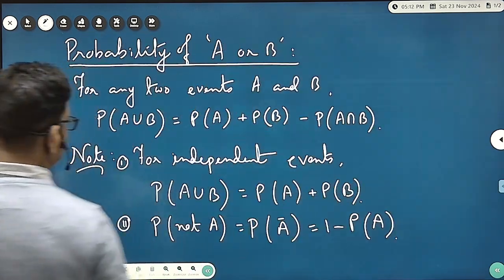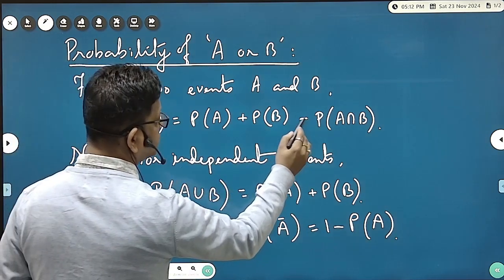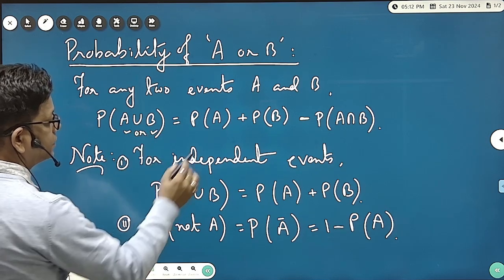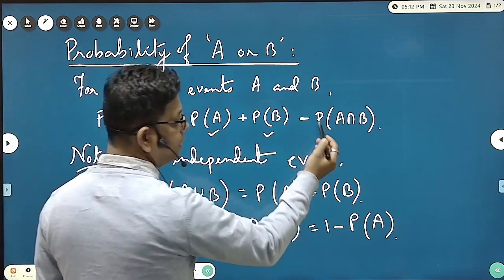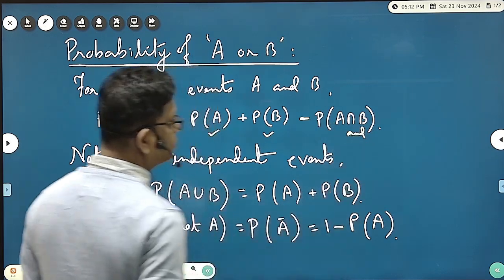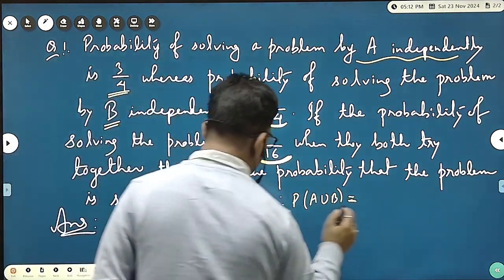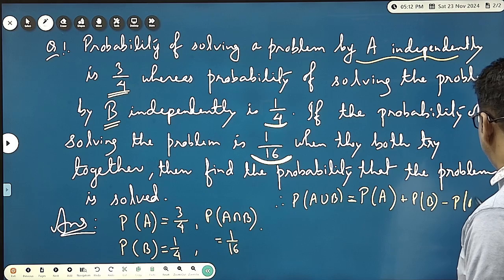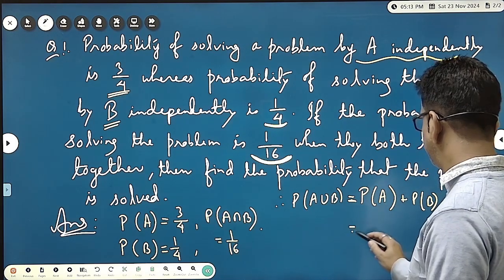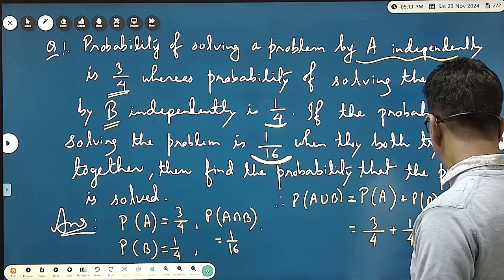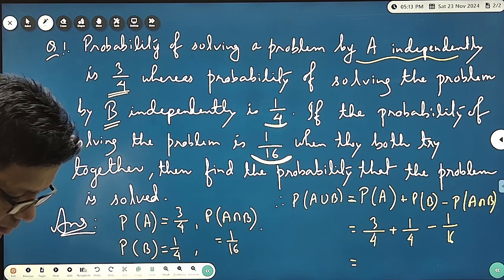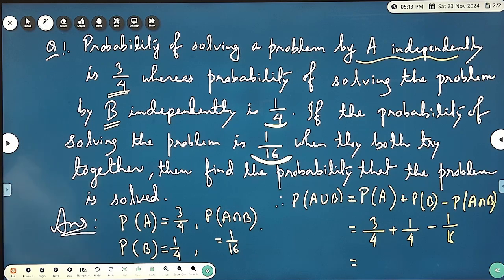So for that we just have to use the first formula, P of A union B, which is P of A plus P of B minus P of A intersection B. It means the probability of solving the problem either by A or by B is the independent probability of A plus the independent probability of B minus the probability of A and B both. That is why we use this formula. So simply we just need to put in the values. P of A is 3/4, P of B is 1/4, and P of A intersection B is 1/16, and then you just have to do the calculation. So this is the probability that the problem is solved by either A or B. That means someone has to solve it out of those two students. So it is P of A union B, right?